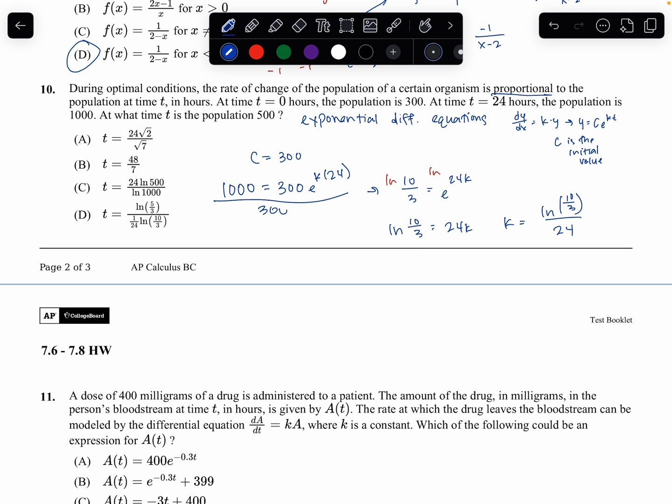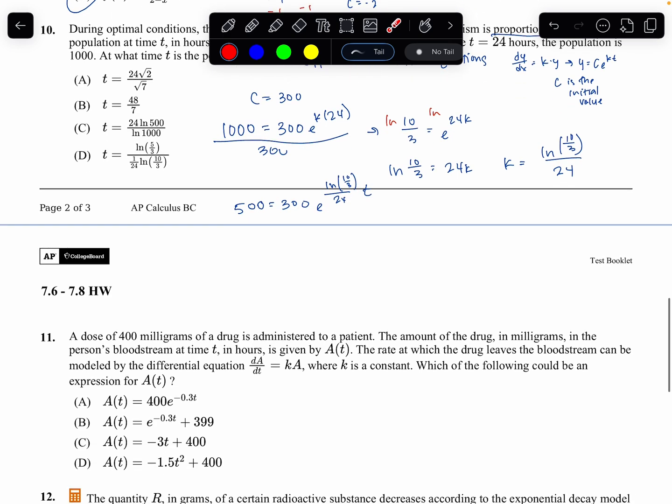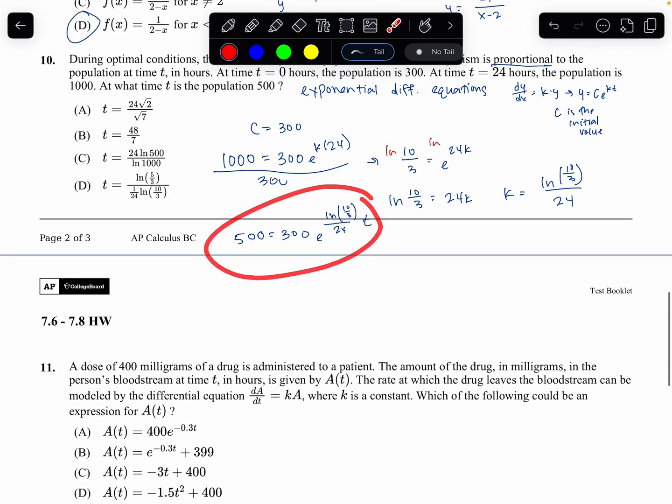Okay, and now let's find the time when the population is 500. So 500 will be equal to 300. Note that this is always going to be 300 because that's the initial condition. It doesn't matter what the population ends up being, whether it be 1,000 or 500. So then e to the k, and that k is the natural log of 10 thirds divided by 24, times t. It's a very nasty k to keep like that, but that's what we're doing. And then we're just going to solve for t. At what time is the population 500?